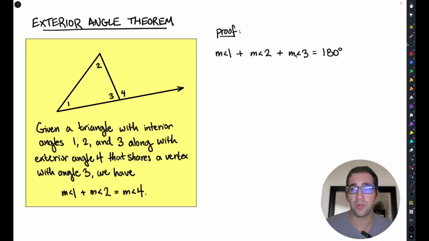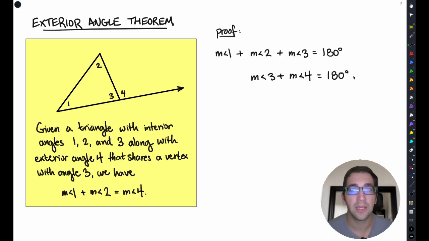Now, one other thing to notice is not only are those three angles together adding up to 180, but also angle 3 and angle 4 also add up to 180 degrees because they share a vertex and they lie on a line. So we can also write that the measure of angle 3 plus the measure of angle 4 is equal to 180 degrees.